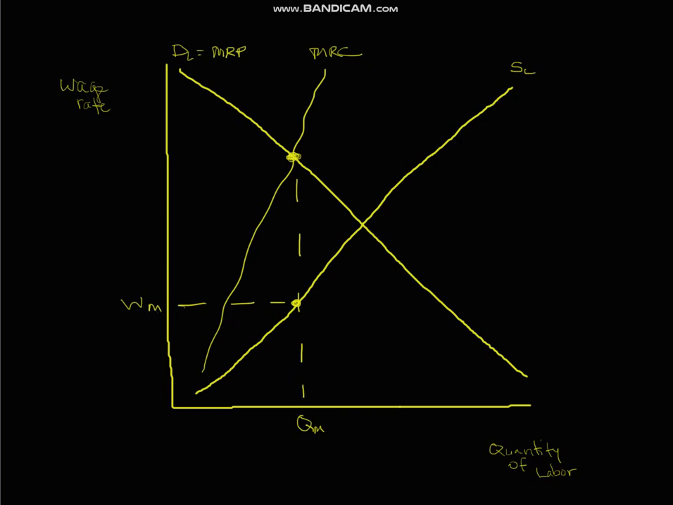Now compare this to a perfectly competitive labor market, and they would produce here. Perfectly competitive labor markets are going to be at WC and at QC. So perfectly competitive labor markets have a higher wage, and they hire more workers. A monopsonist is going to hire fewer workers and offer a lower wage. So that's the key difference there with a monopsonist.